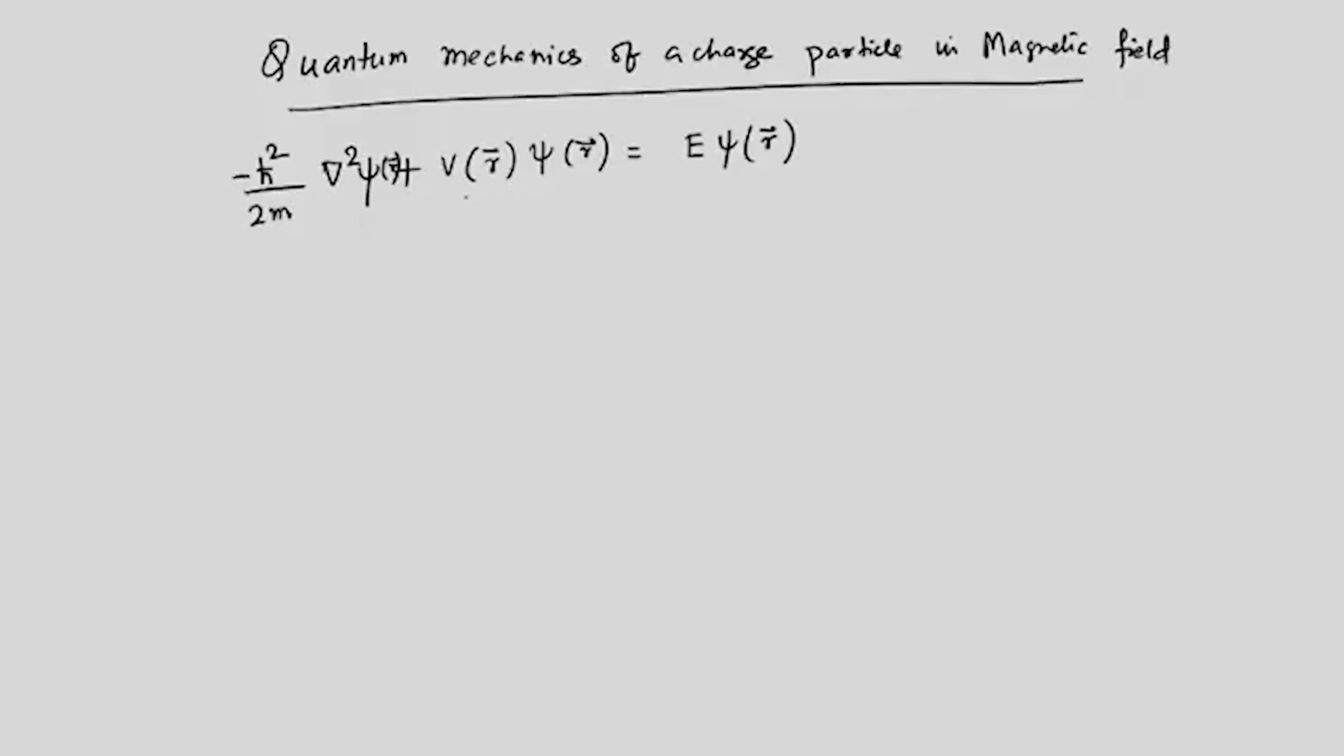Now we are going to solve the same problem, and we are going to put V equal to 0, because we assert that there is no interaction that needs to be taken into account. Even if it's there, it's very small and can be ignored. And now you have to somehow include the presence of the magnetic field.